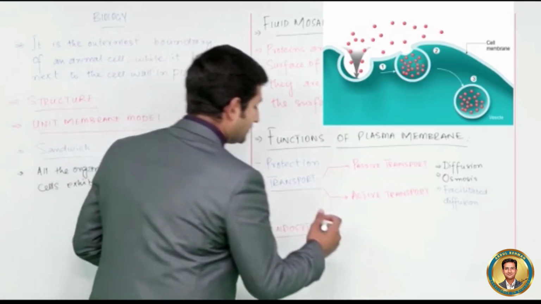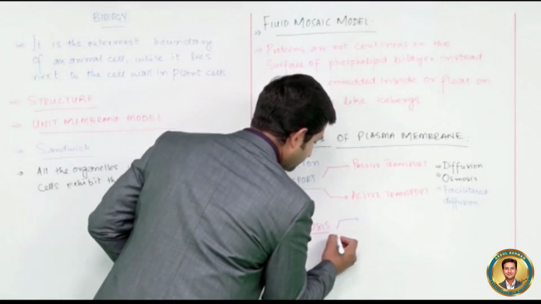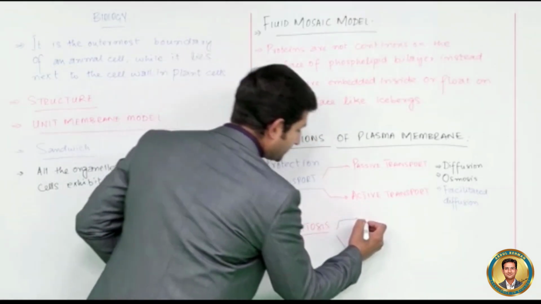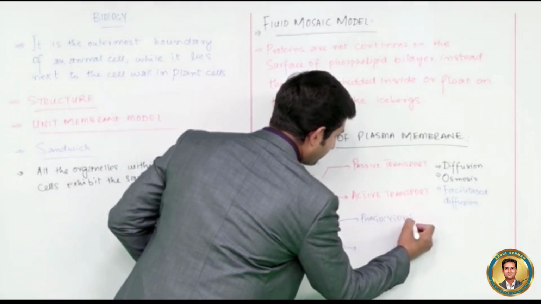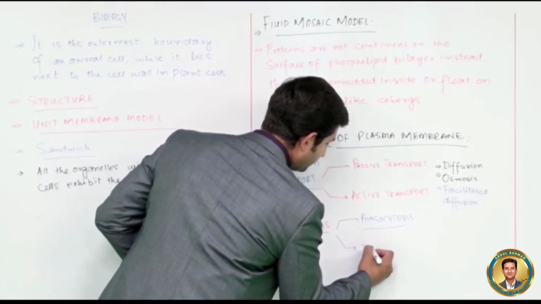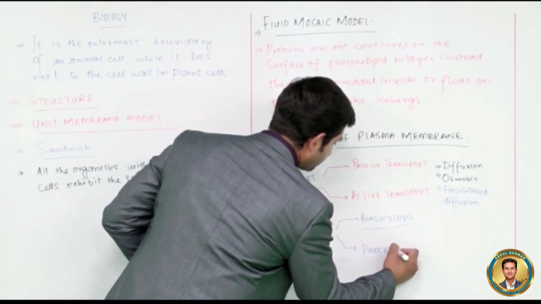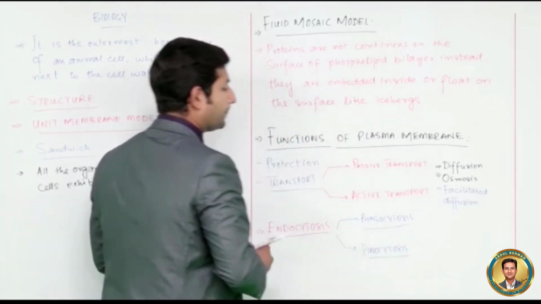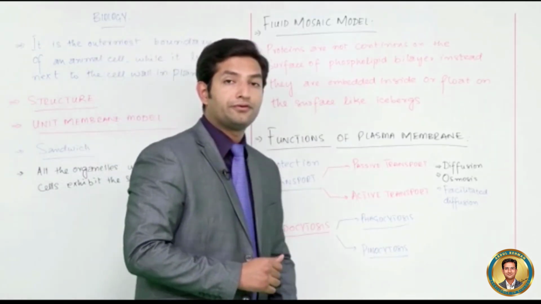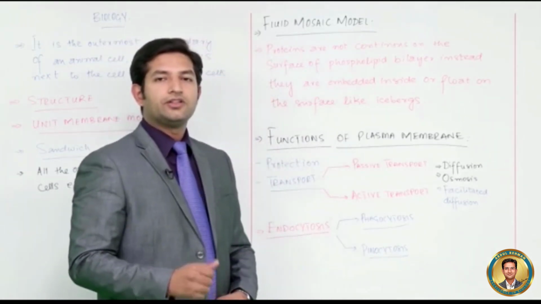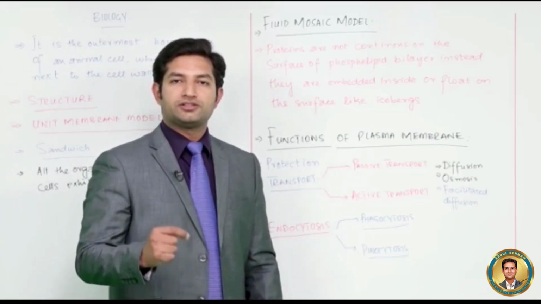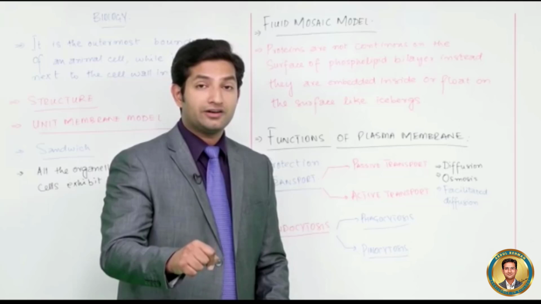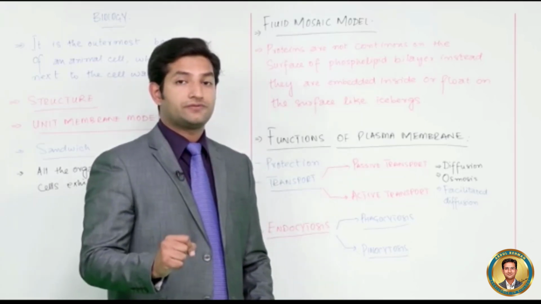Now this endocytosis is again differentiated into two types. The first one is phagocytosis, and the second one is pinocytosis. These are two different names of the same type of process. The first one is phagocytosis. Phagocytosis is the movement of solid food particles into the cell by engulfing them. This is known as phagocytosis.